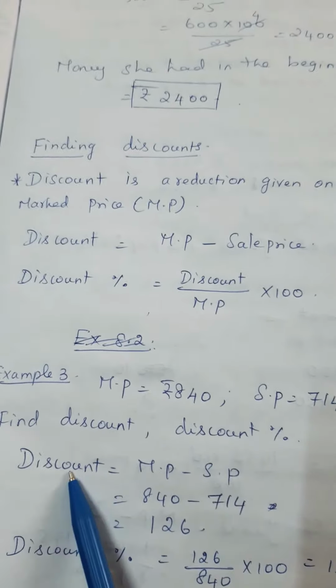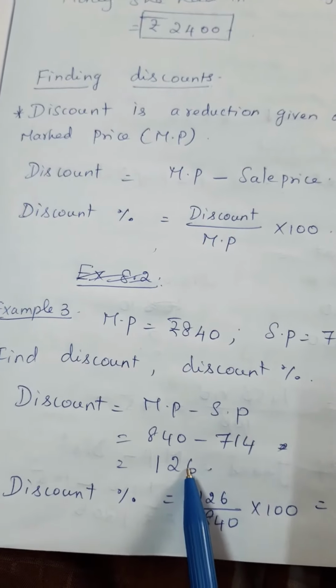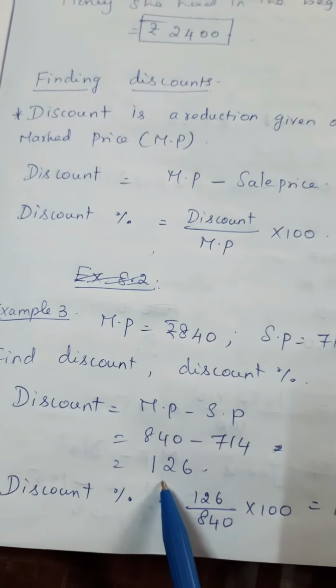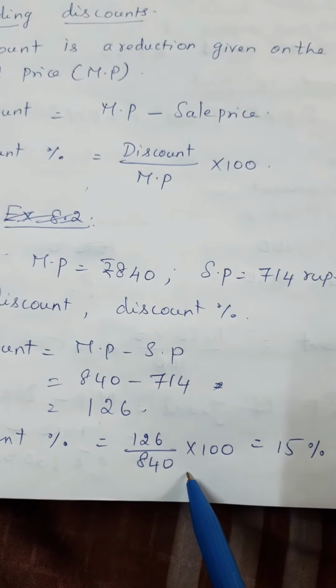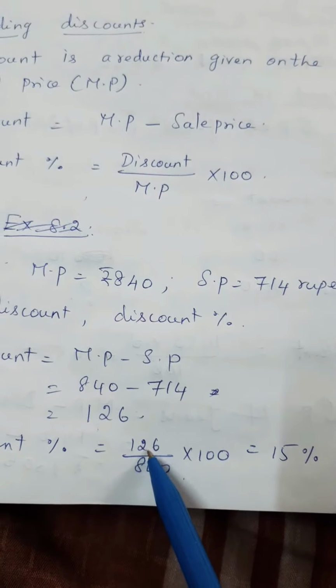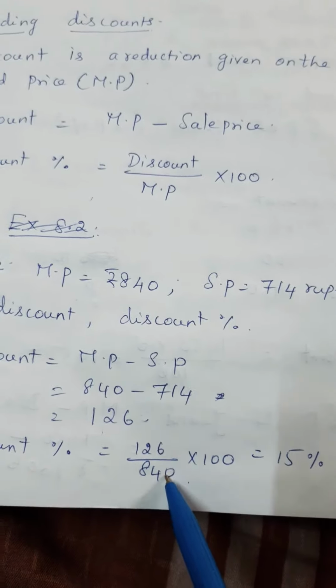Marked price is 840, selling price is 714. So when you subtract, you will get 126 as the discount, rupees 126. Discount percent equals discount by marked price into 100. Discount is 126, marked price is 840, into 100. So when you reduce it, you will get 15% discount. You got it? Now we will move to the next one.